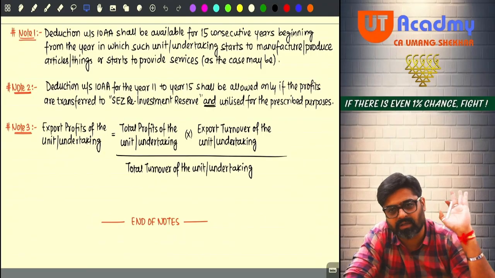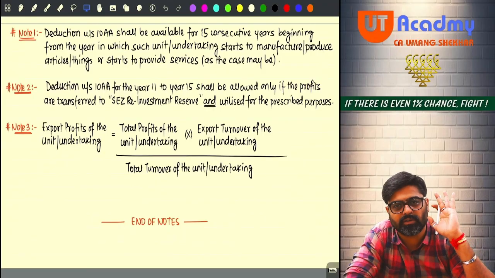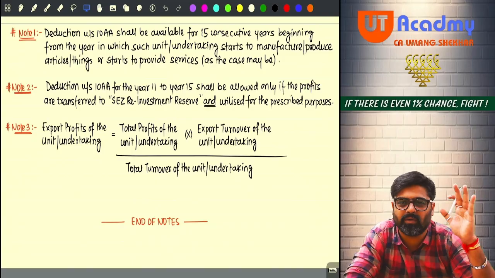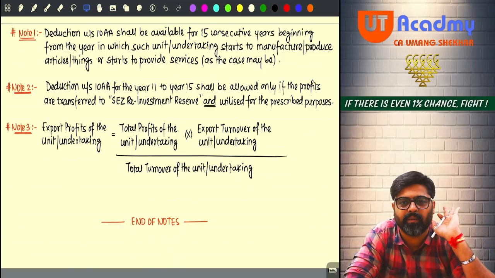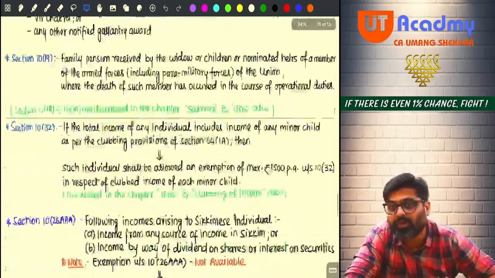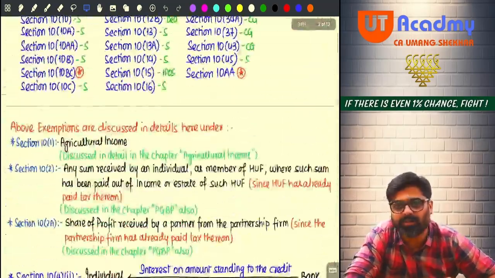10AA essays are written on that. Stories are written. No need to study all those things. Read only this much is sufficient. Okay. So now how many sections are we supposed to cover in this chapter?